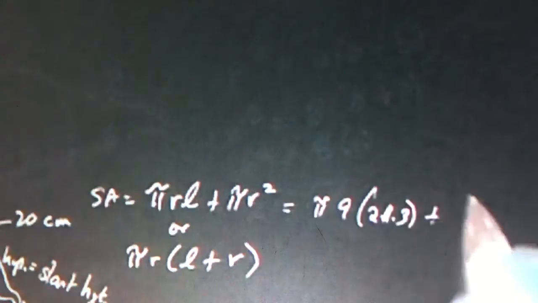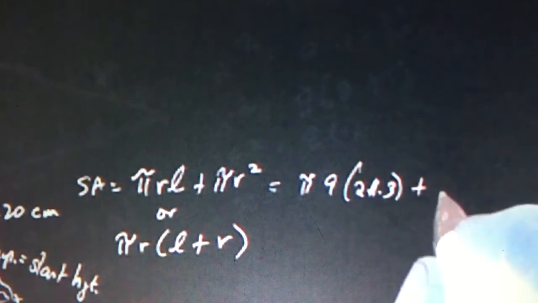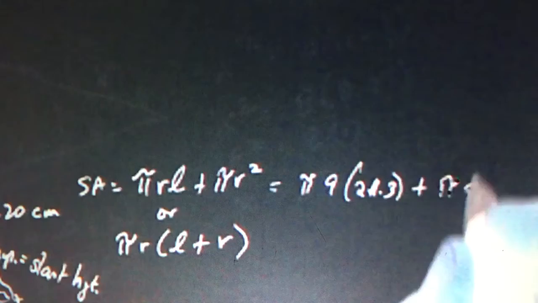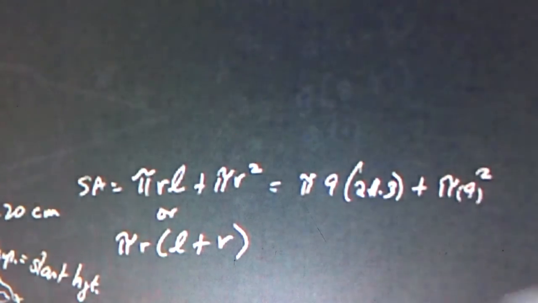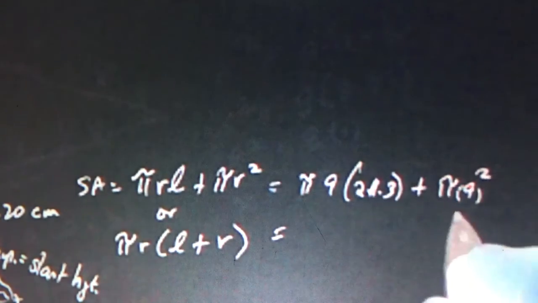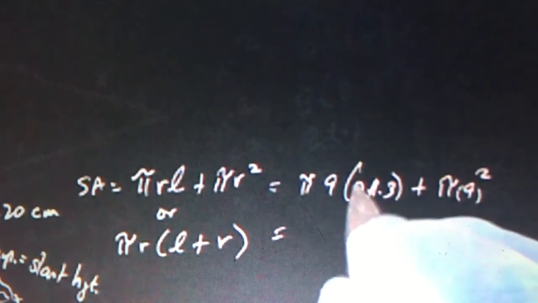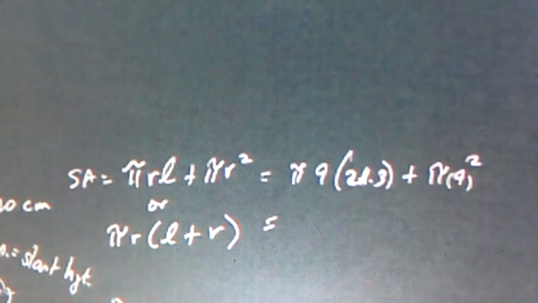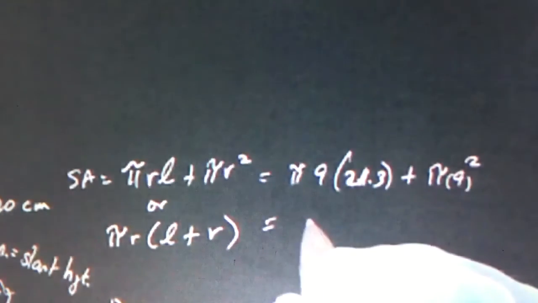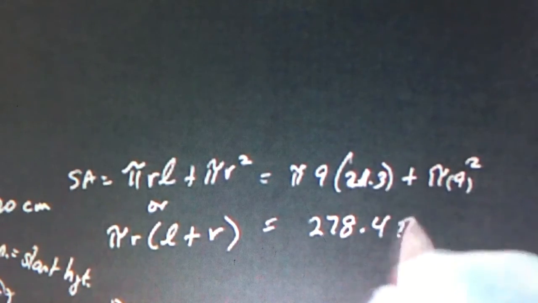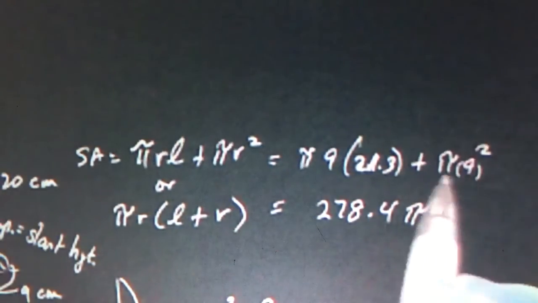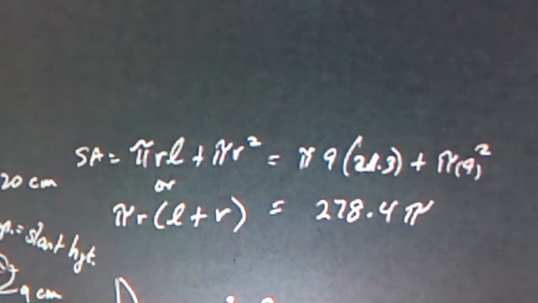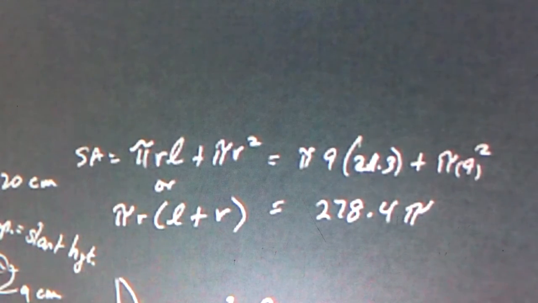And then plus pi r squared. So pi r squared in this case is pi times 9 squared. That's going to be 81 pi. I'm not going to do all the brutal calculations here, but we're going to end up with something approximately 278.4 pi. That's just taking the 81 pi and adding it to this, which is about, I don't know, 188 point something pi, and then we add them together to get 278.4 pi.